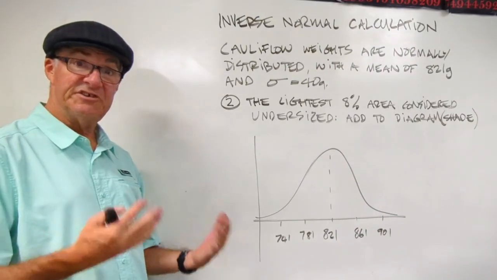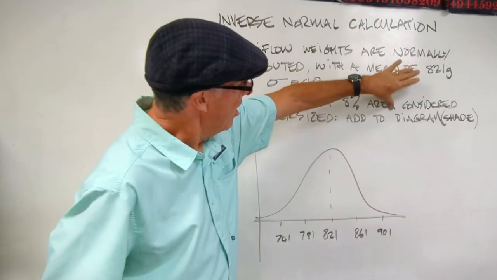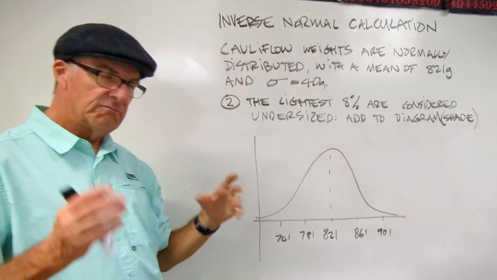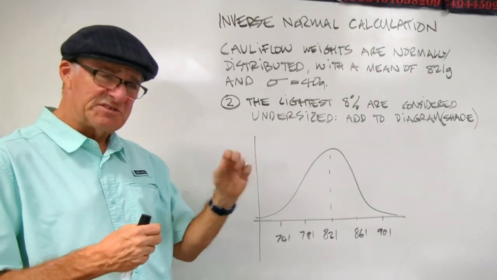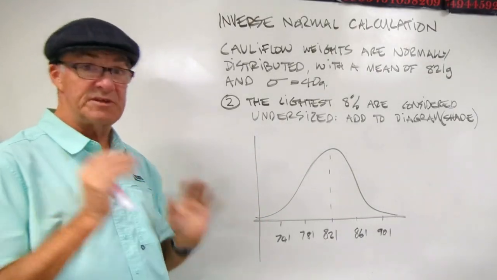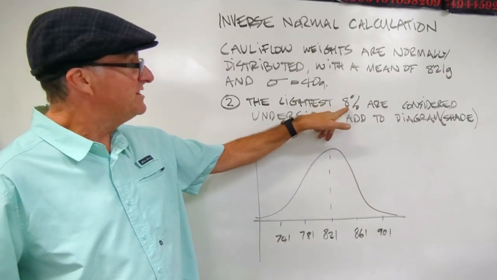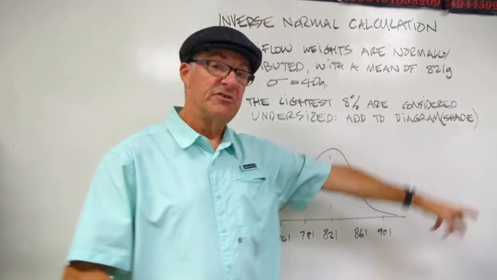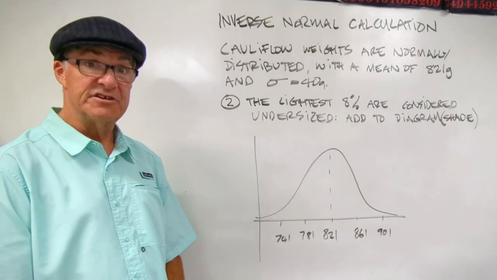All right, our second prompt. The lightest 8% are considered undersized. So we're packaging it up for sale in a supermarket, but 8% of those, the smallest size, they're just a little too small. We need to do something else with them. So what I want you to do is add this information to the diagram with some shading. So in other words, shade the area that's considered undersized.